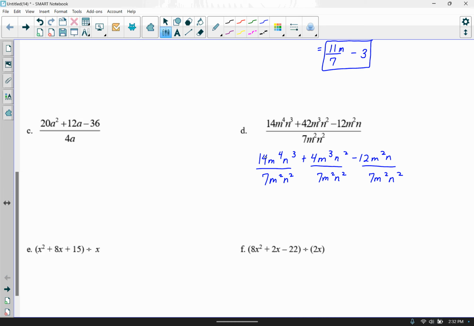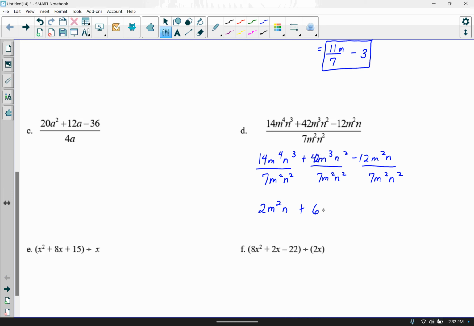All right, so the first term, 14 divided by 7, of course that's 2. Where do you have the most m's? Up top. How many more? Subtract, so 4 take away 2. Where do you have the most n's? Also up top. How many more? 3 take away 2. Just 1. You can write n to the first power if you like. Move to the next term. That's 42. 42 divided by 7, that's going to give us 6.